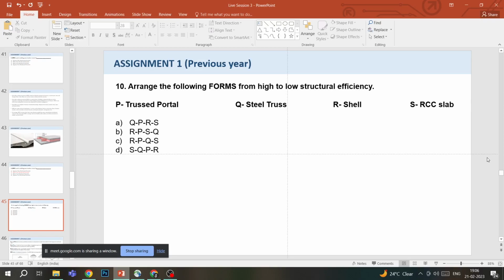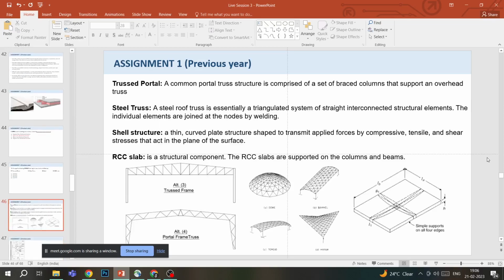We'll quickly see what all these structures mean, and then we will try to arrange them on the basis of structural efficiency. Trussed portal is basically a portal truss structure comprised of a set of braced columns that support an overhead truss. What usually happens in a truss is that there are poles or columns, and the truss over it, which is a framed structure with struts, is supported on it. In a portal frame truss, the columns also have this kind of bracing that we have in the truss. That's why it's called portal frame truss.